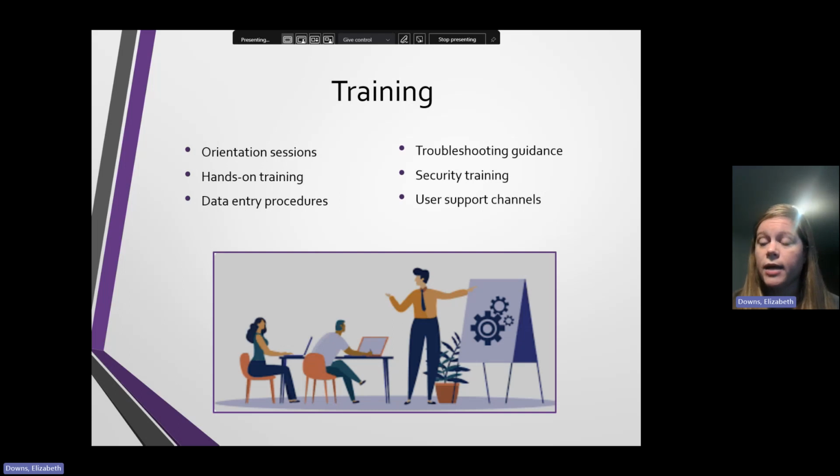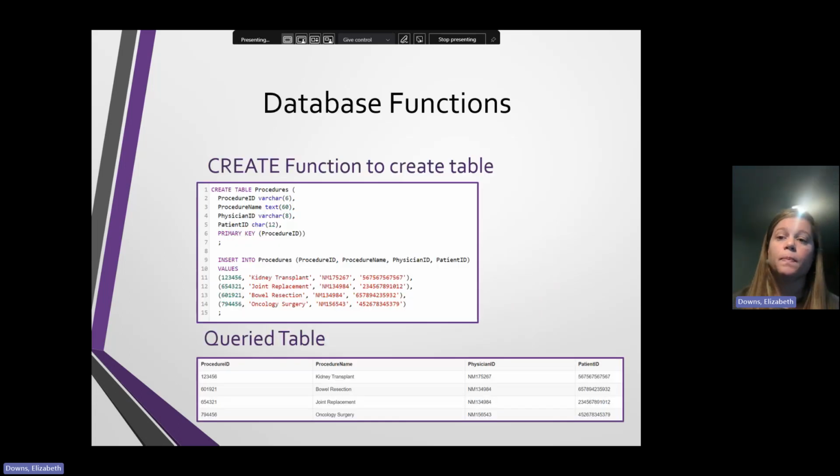Users will be educated on security protocols, including password policies, access control measures, and the implementation of safeguarding sensitive patient data. We will establish clear channels for user support, including help desks, frequently asked questions, and online forums to address any queries or concerns users may have during their interaction with the database.